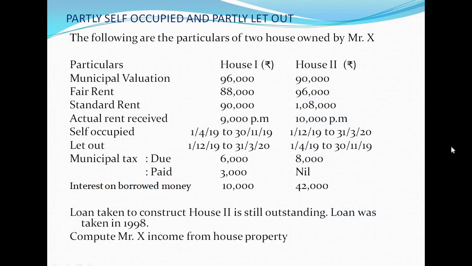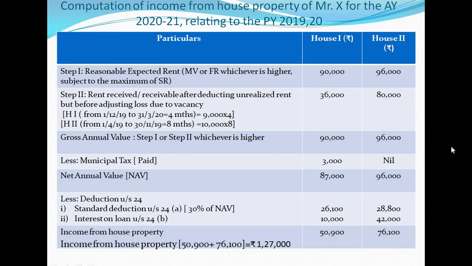The municipal valuation for house 1 is 96,000. The fair rent is 88,000. So the municipal valuation is higher, that is 96,000, but the standard rent is 90,000. So it has to be subject to the standard rent. So the expected reasonable rent for house 1 will be 90,000. Then for house 2, the municipal valuation is 90,000, the fair rent is 96,000. So the fair rent is higher, that is 96,000, but the standard rent is 1,08,000. So since the fair rent is within the standard rent, the reasonable expected rent will be 96,000 for house 2. So the reasonable expected rent for house 1 is 90,000, for house 2 is 96,000.